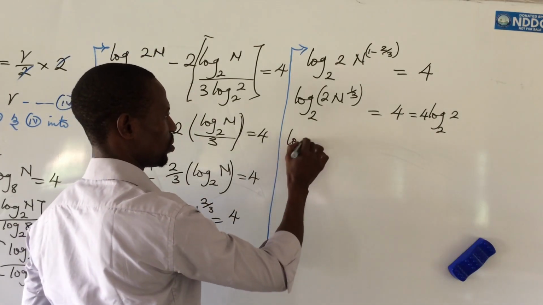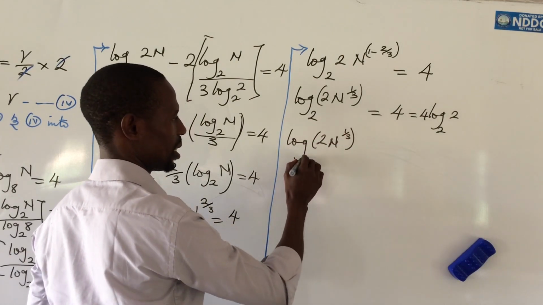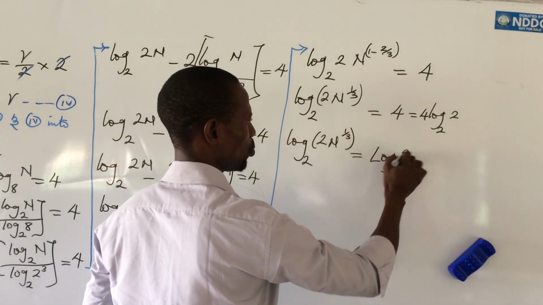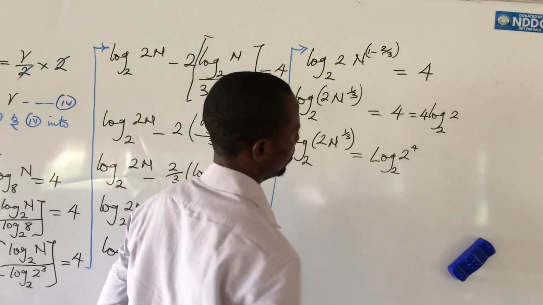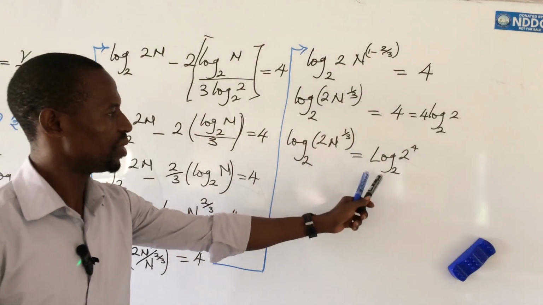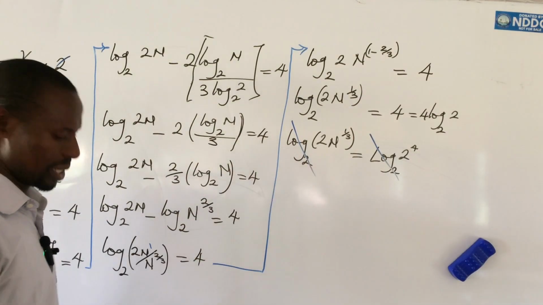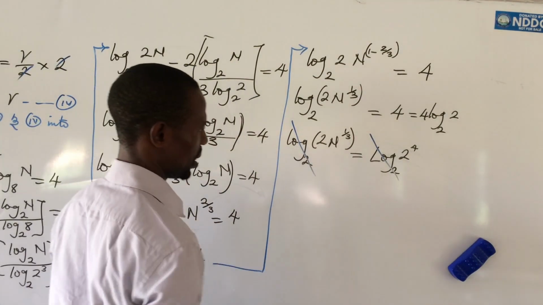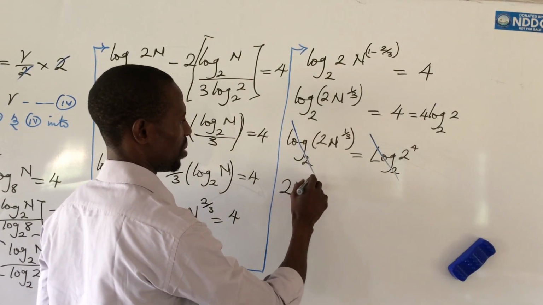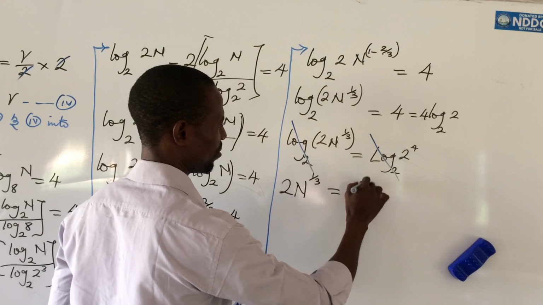So if we go on with this, we're going to have here log (2n to the power of 1 all over 3) base 2 equal to log 2 to the power of 4 base 2. Simple. We are having log base 2, log base 2, so automatically this will go with this. So we equate the exponents. So we're going to have here 2n to the power of 1 all over 3 equal to 2 to the power of 4.